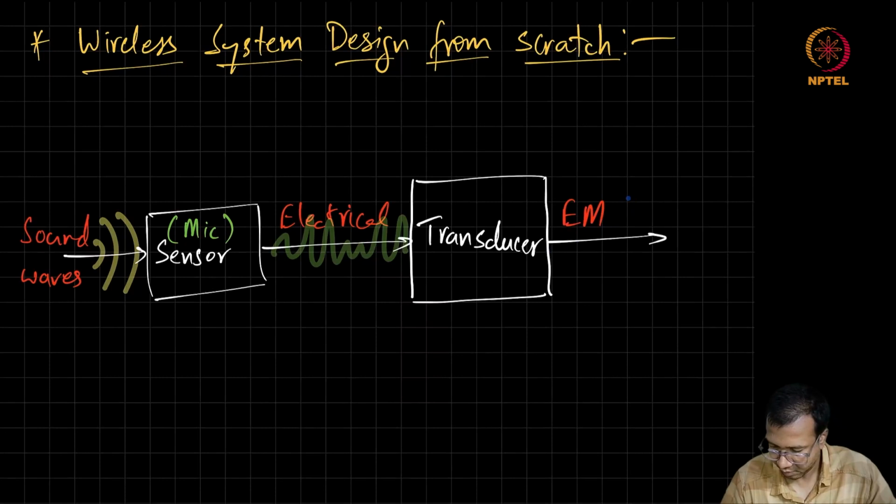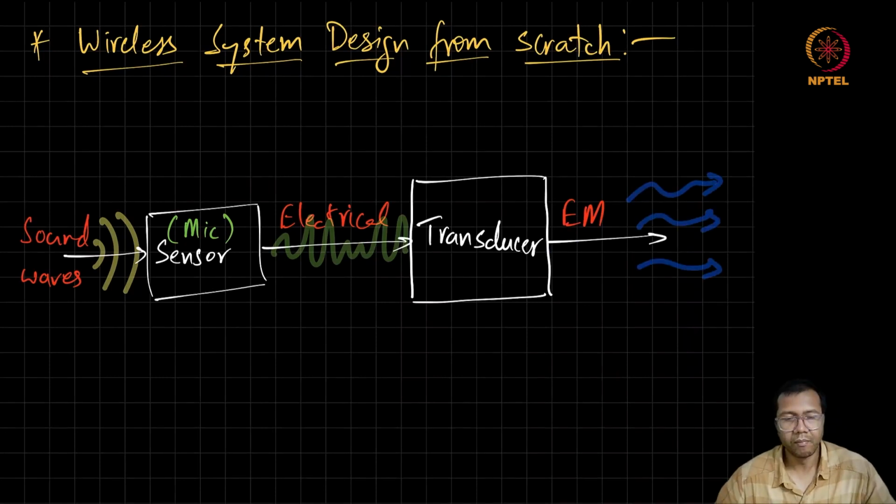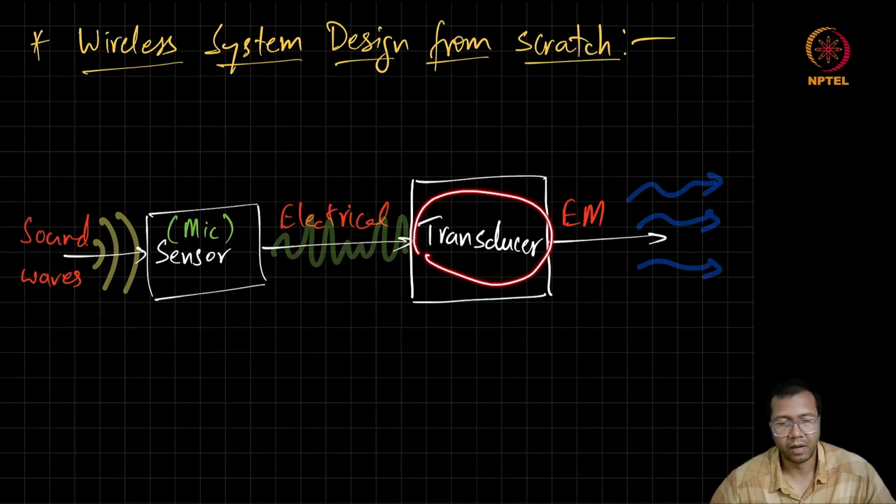This is how a very simple transmitter node of a wireless system may look. We'll definitely have a sensor to convert a physical signal into the electrical domain, and then we need a device which can convert this electrical energy into electromagnetic waves which can freely propagate in space.